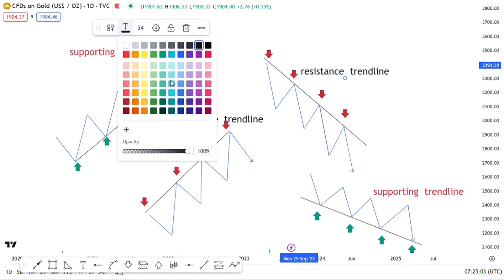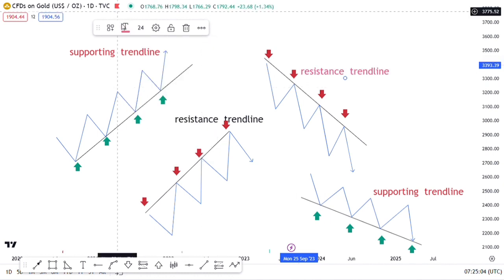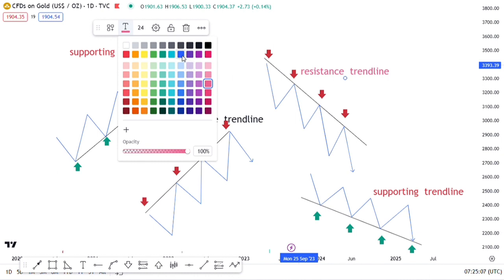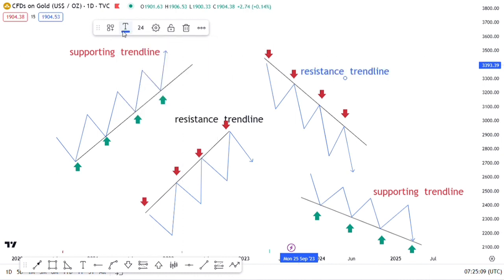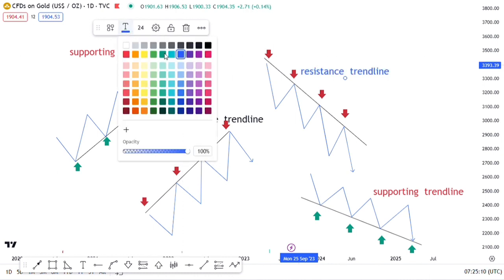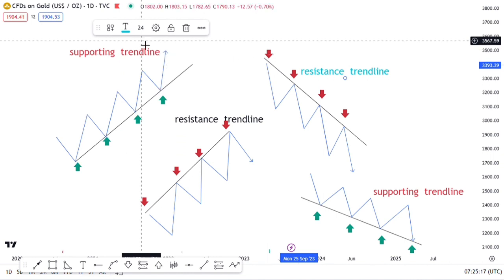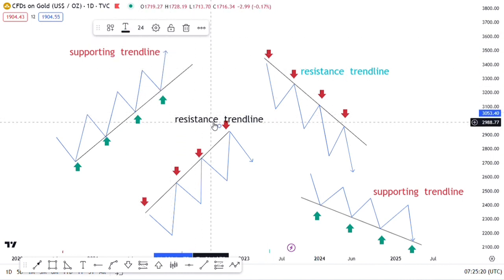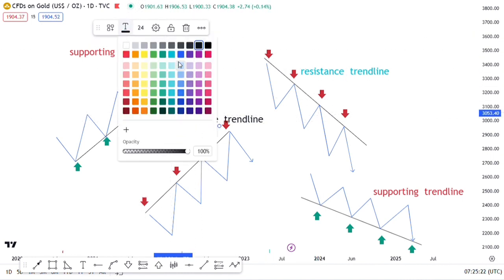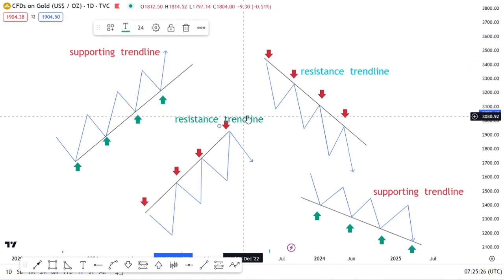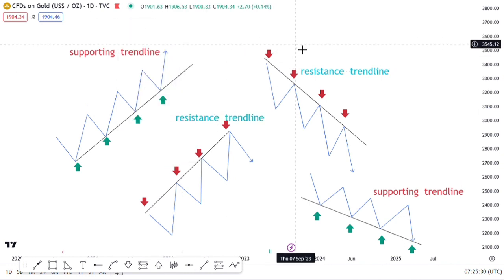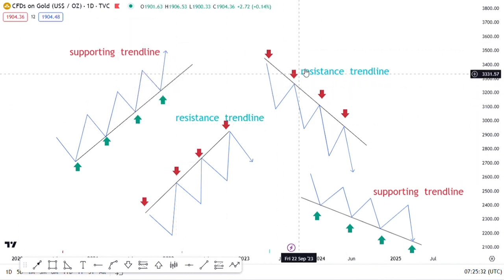Let me just change the color, to be different from the other. Maybe green, yellow. Yellow is not like that green. Okay, come to this, and then so this is our resistance trend line.